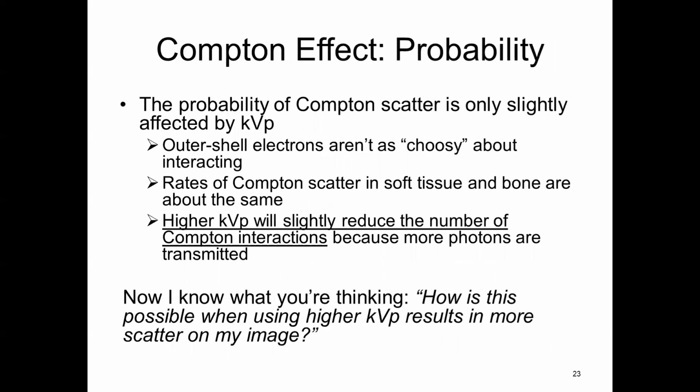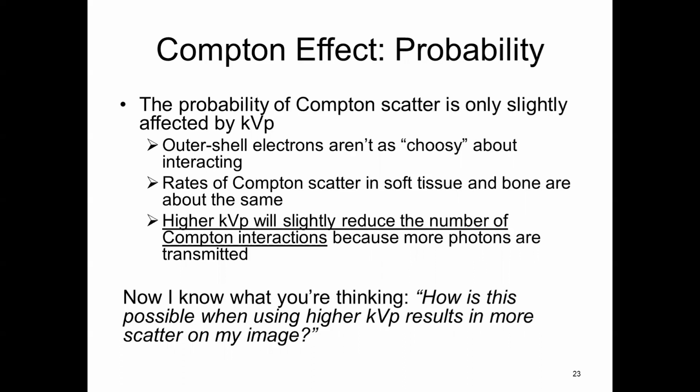On the Compton side of things, we have probability of Compton scatter only slightly affected by kVp. Photoelectric, it's a huge effect, whatever kVp you are setting. Compton doesn't really care too much about kVp. That's because the Compton interactions involve outer shell electrons.